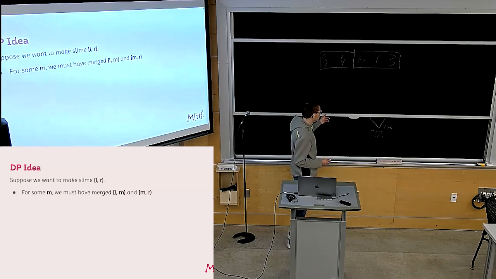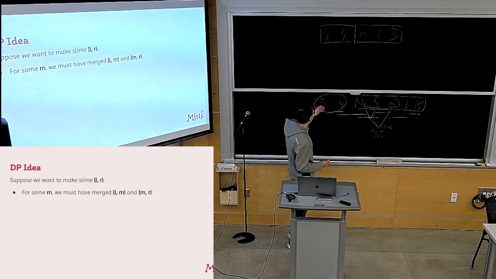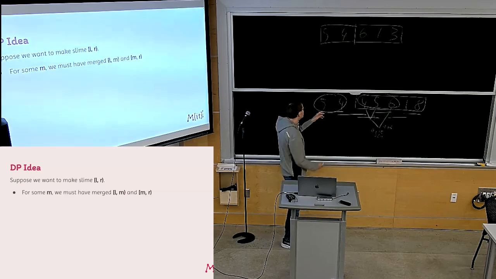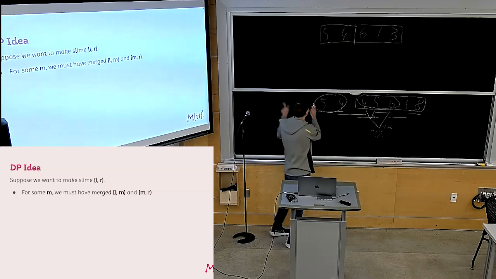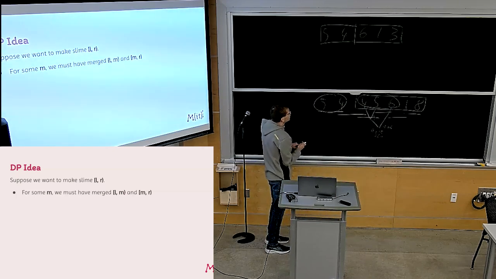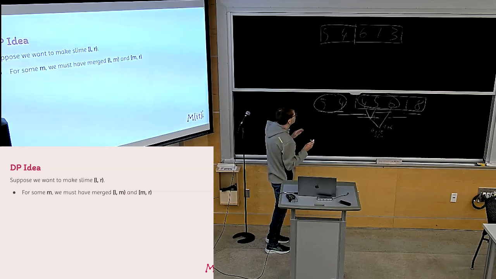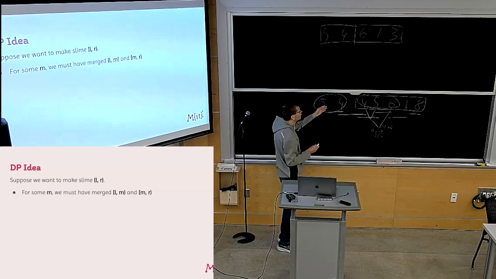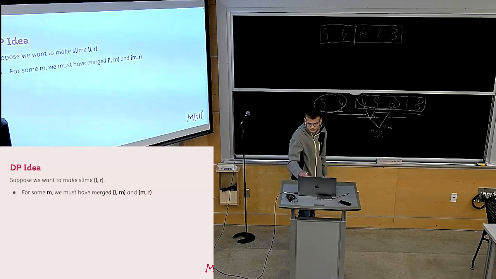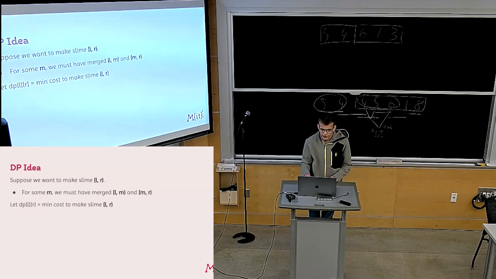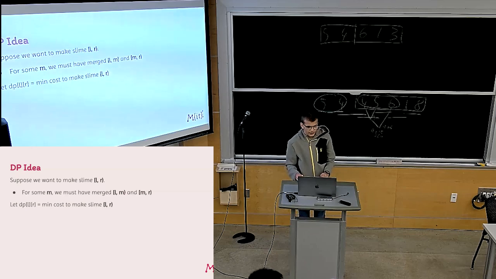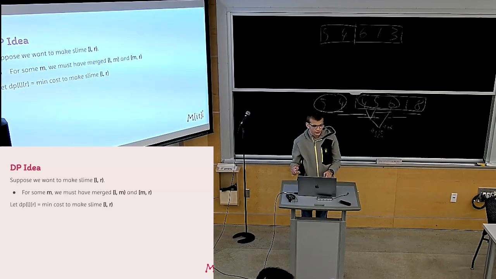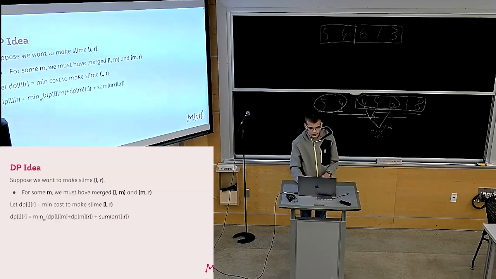This is quite similar to the idea that she was saying earlier, where you try to merge one pair and then you recurse on the right subinterval and the left subinterval. But it's slightly different because we don't restrict these ranges to have length 2. So our DP state will be, for every range from L to R, we will store the minimum cost to make the slime from L to R.